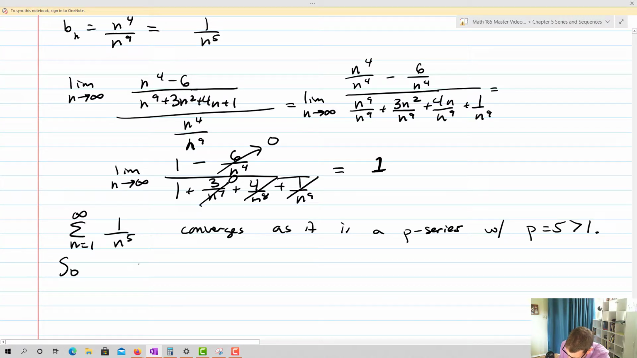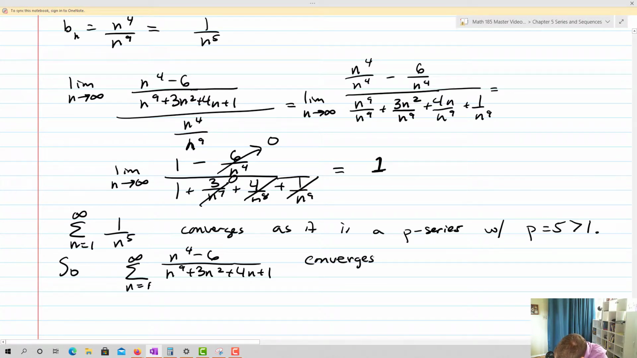So the sum, n equals 1 up to infinity, of n to the 4th minus 6 over n to the 9th plus 3n squared plus 4n plus 1 converges. Now I can in fact utilize number 2 with this one as well.